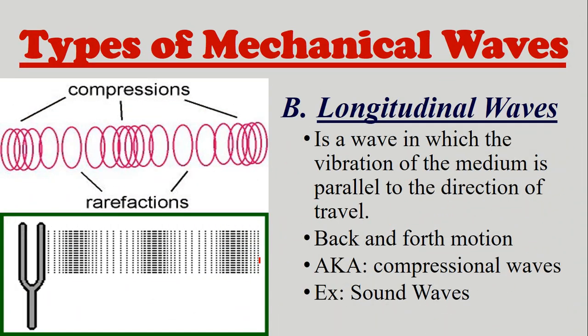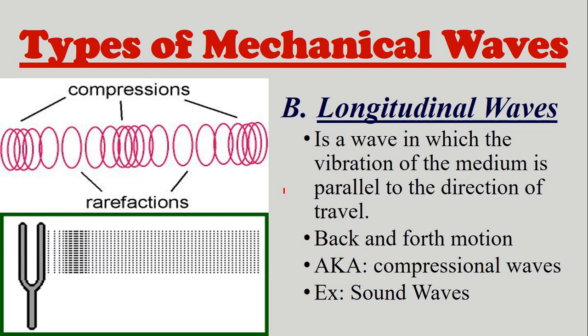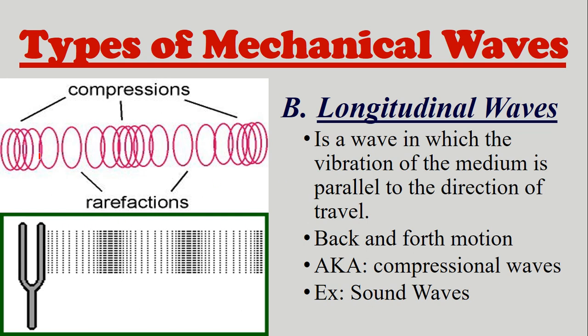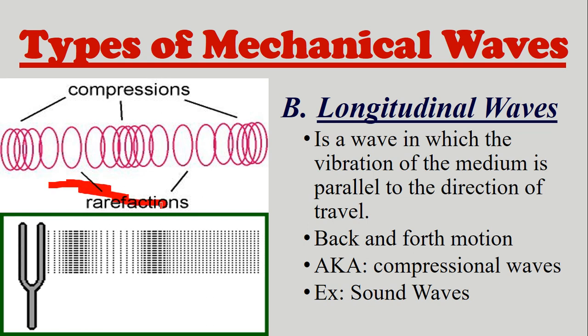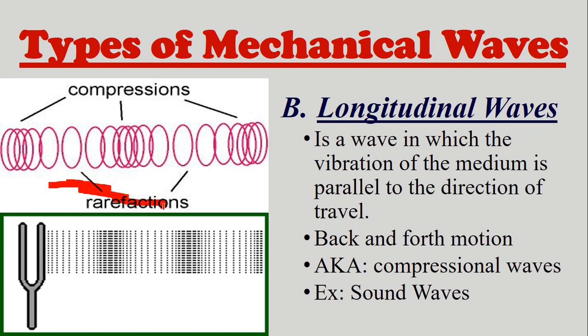The other type of mechanical wave is something called a longitudinal wave. It is a wave in which vibration of the medium is parallel to the direction of travel. You can kind of see that here. It kind of looks like a slinky. It's like a back and forth motion. Longitudinal waves are sometimes also called compressional waves because you compress at some points and then expand at other points. And sound waves are considered longitudinal waves.